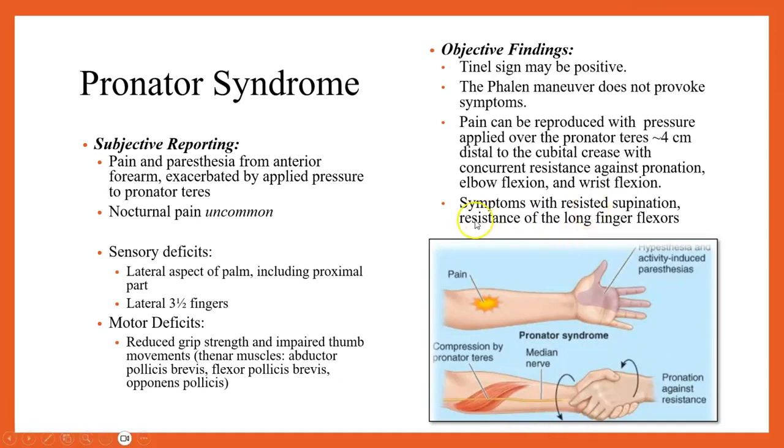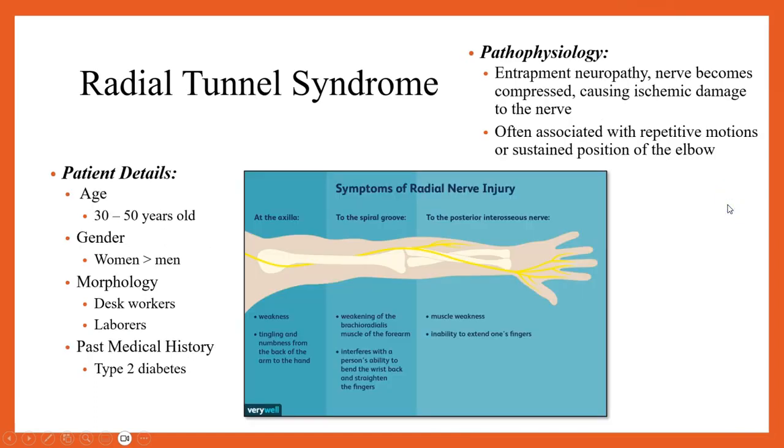One thing, I do have a typo in this last bullet: symptoms with resisted supination and resistance of the long finger flexors. This should actually say pronation. Symptoms are reproduced with resisted pronation. So there's a typo there. I apologize for that. And then our last thing here is going to be radial tunnel syndrome.